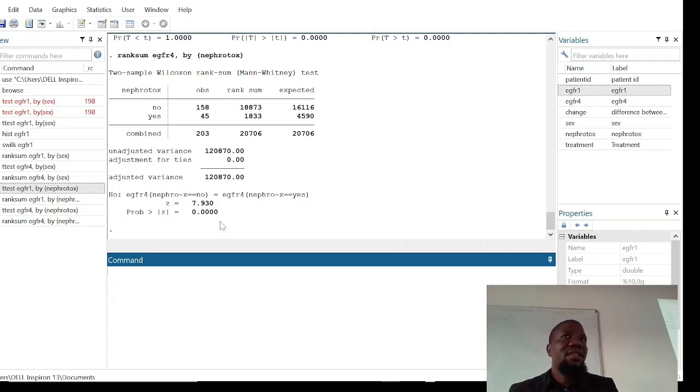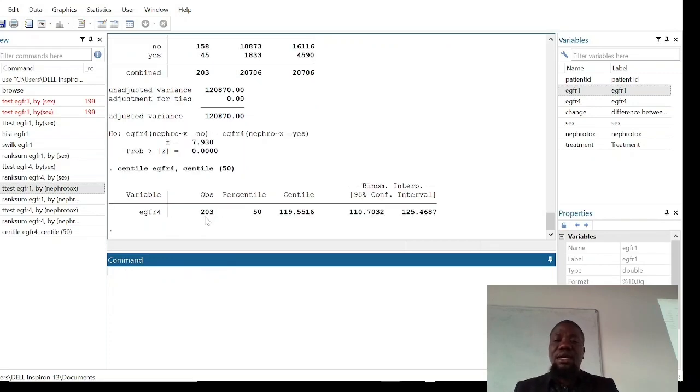This means that there was a statistically significant difference in the medians. The median EGFR after treatment was statistically different. So you can actually even check the median. Central EGFR 4, central 50, and that's the median for the EGFR 4.